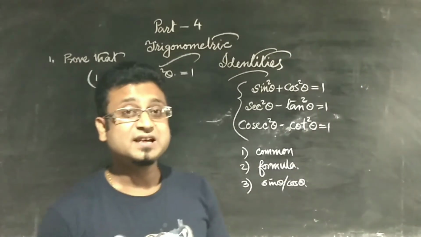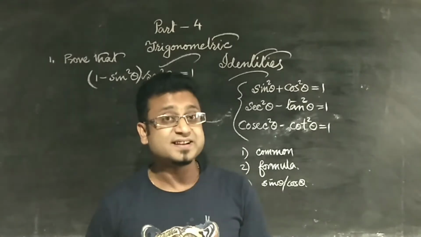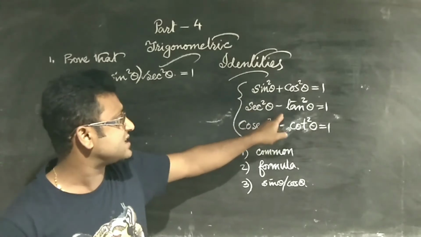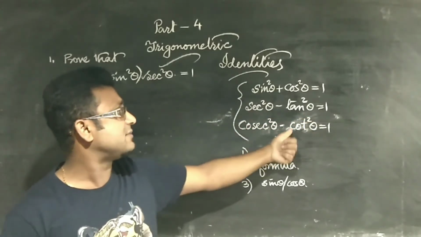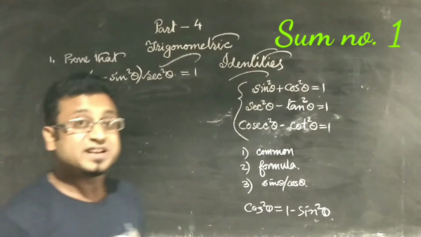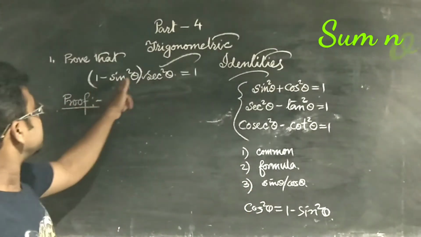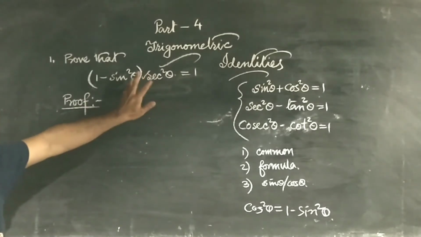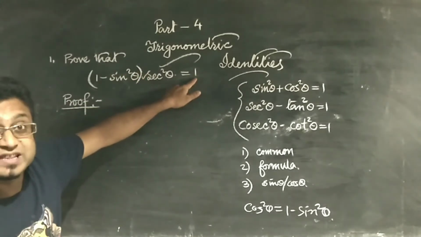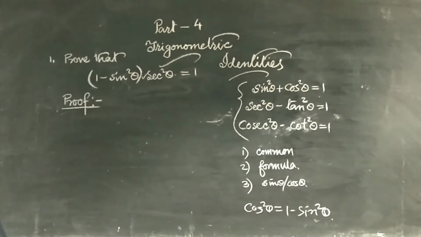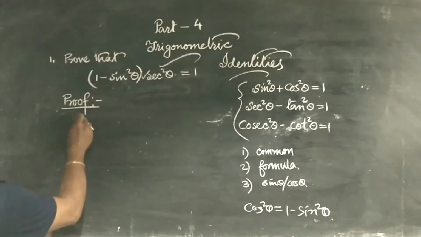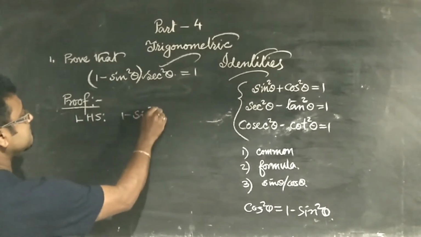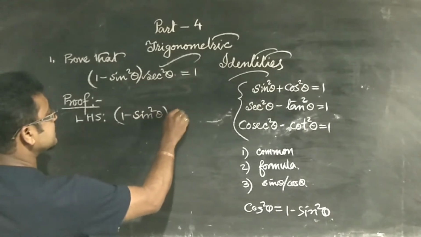Already you have seen how to prove the trigonometric identities. I told you the first one is sine square plus cos square is 1. Next one is sec square theta minus tan square theta is 1, and cosec square theta minus cot square theta is 1. Suppose you are given a question like (1 minus sine square theta) into sec square theta equals 1. You have to prove it. That means from 1 you cannot prove anything, so you have to start from the left hand side. So how to prove this one? First you write the left hand side. Your left hand side is (1 minus sine square theta) into sec square theta.